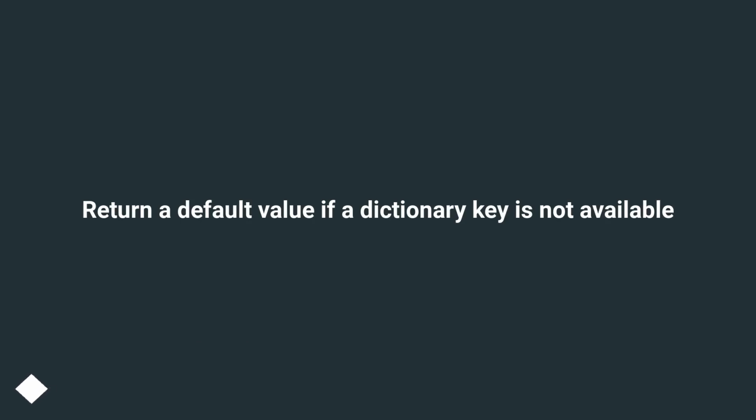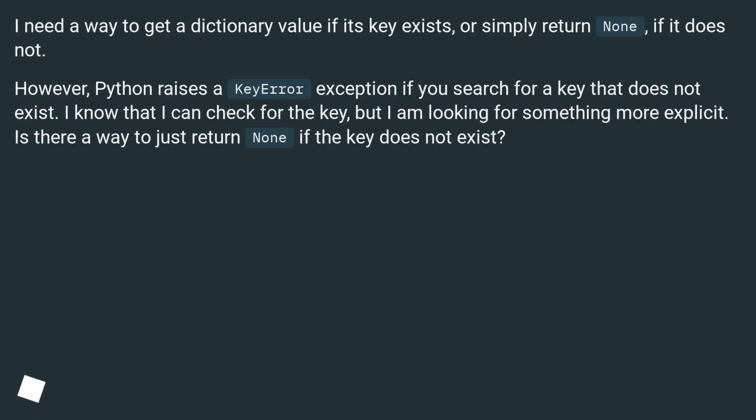Return a default value if a dictionary key is not available. I need a way to get a dictionary value if its key exists, or simply return None if it does not. However, Python raises a KeyError exception if you search for a key that does not exist. I know that I can check for the key, but I am looking for something more explicit. Is there a way to just return None if the key does not exist?